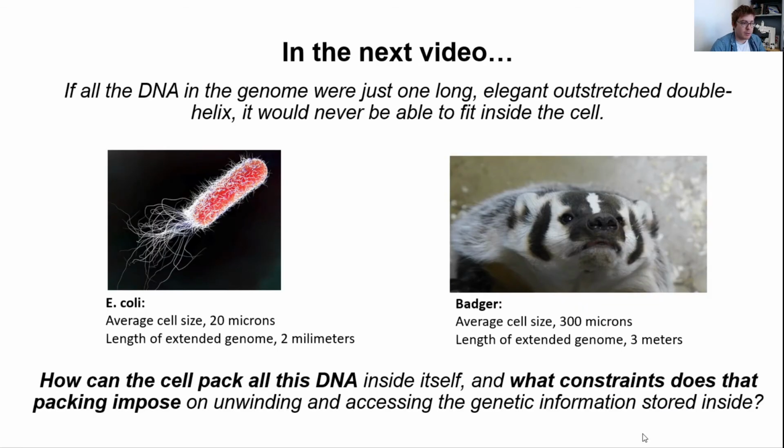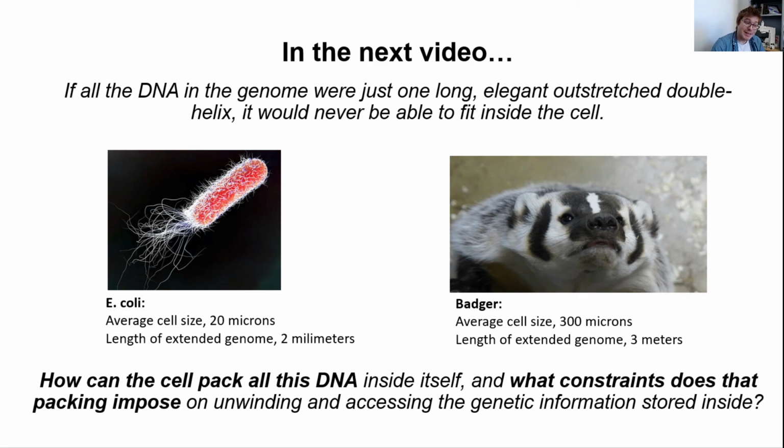Now, in the next video, we're going to talk about other aspects of DNA structure and stability that have to do with being able to package that large polymer down. And to seed your thinking about this, you should note that if all the DNA in the genome were just one long, beautiful B-form helix, so no bending or anything like that, you would never be able to fit this molecule inside the cell. And so for some perspective, the average size of an E. coli is about 20 microns. And the length of its extended genome, if you were to take all of its genetic material and stretch it out as one long helix, it'd be 2 millimeters, right?